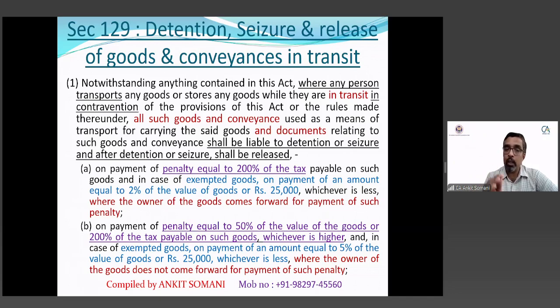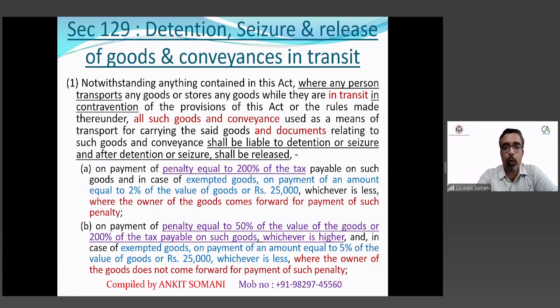Please read very carefully that in clause A, it was penalty equal to 200% of the tax portion, whereas in clause B, it is penalty equal to 50% of the value of goods or 200% of the tax payable on such goods, whichever is higher. I repeat, whichever is higher. Now, let us assume that the taxable value, where proper documents were not there, amounted to rupees 1 lakh and the GST rate was 18%.